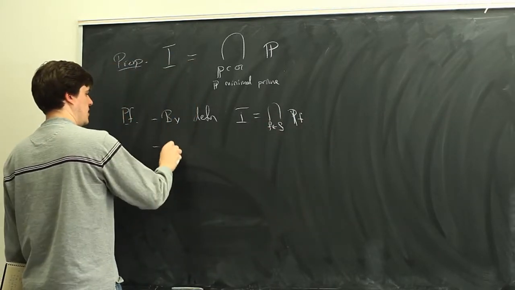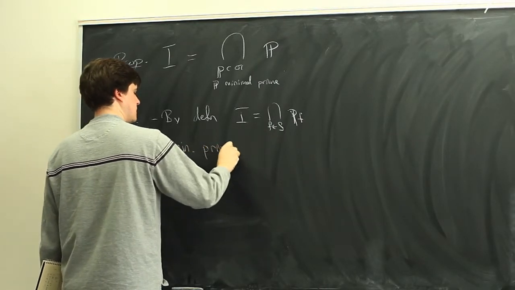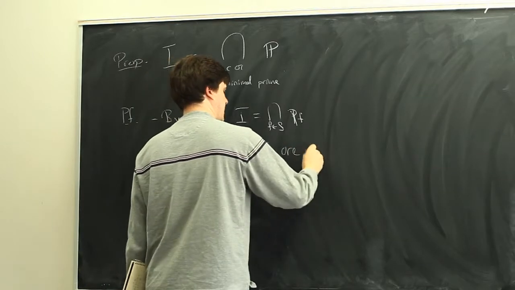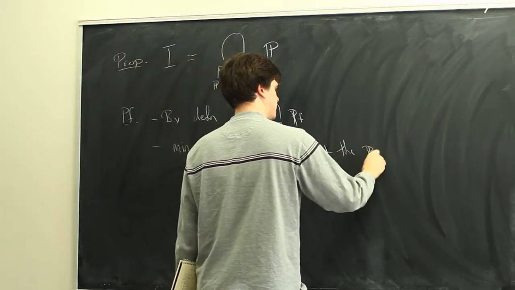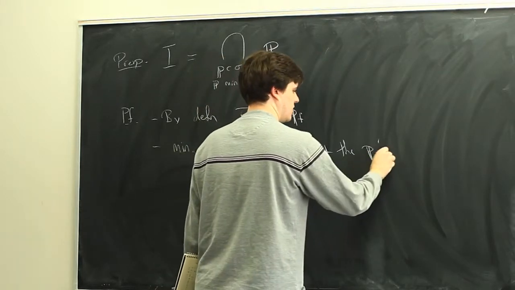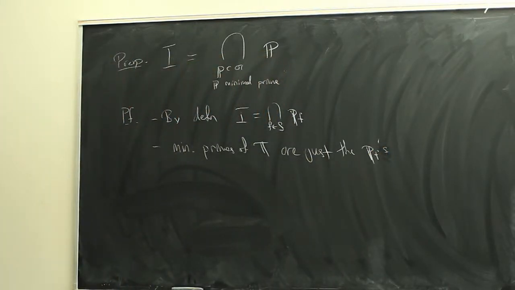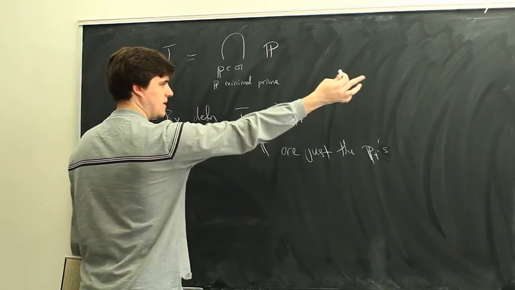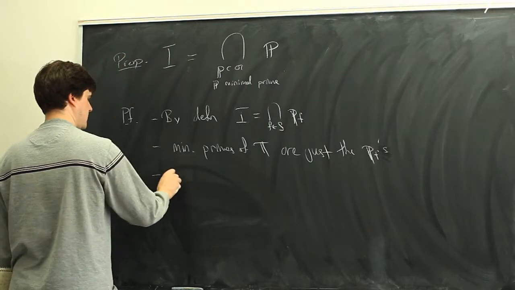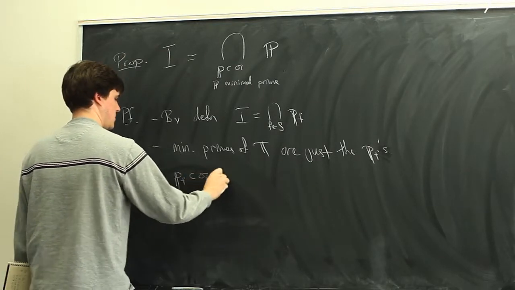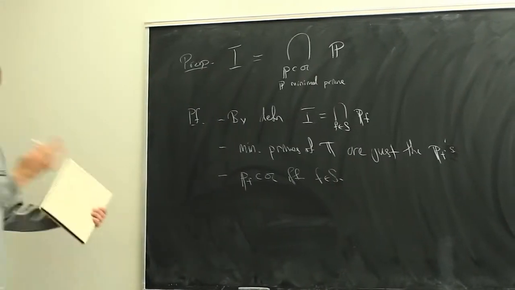So it's a fact that the minimal primes of the Hecke algebra are just the p_f's, as f varies over all the eigenforms. Is that clear? Does anyone have a question about that? Okay, good. It's easy. And we know that the p_f's that are in S correspond to those which are contained in I. So. All right, so putting that together.